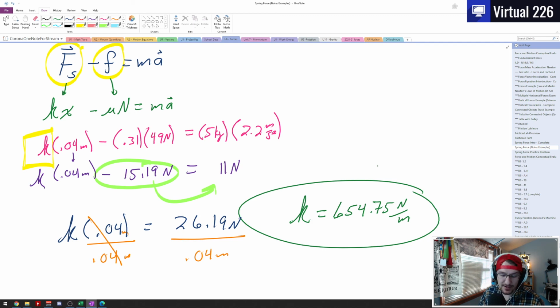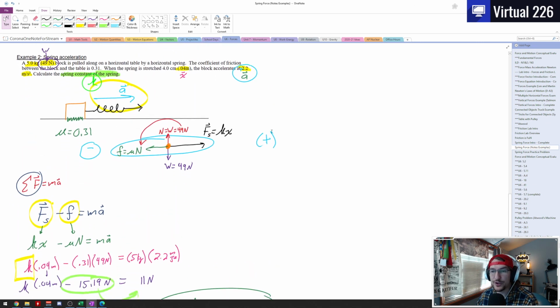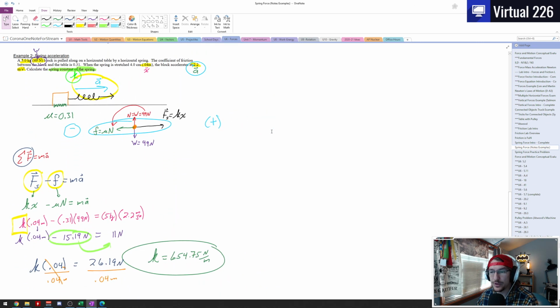Okay, so that is how we can use F equals ma with not only a spring, but also with some friction as well. So it was a full problem there, a lot of stuff going on, but in the end, just an F equals ma problem. List your forces, put your directions down, and then work out the math, and then you're finished.